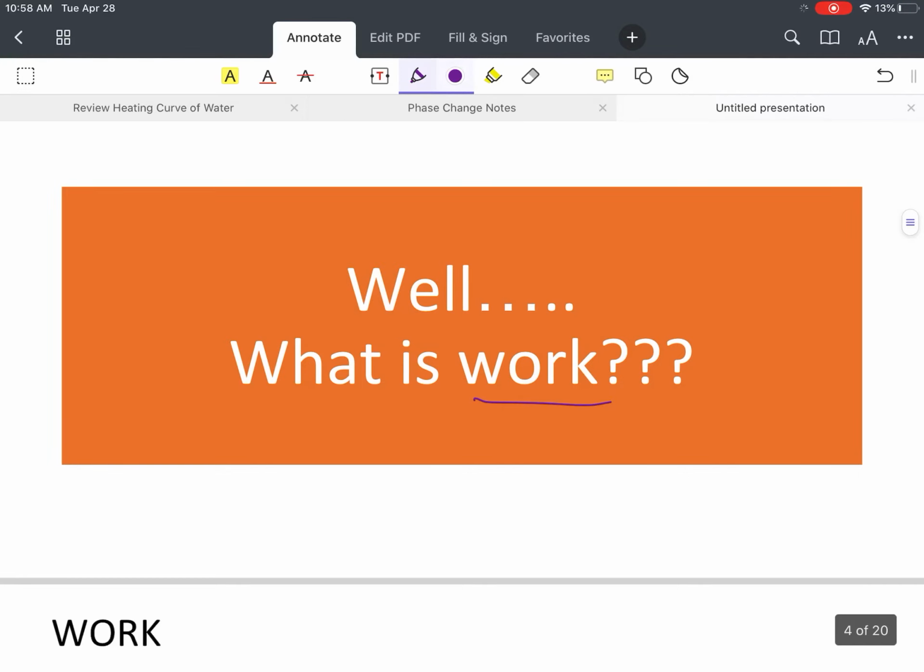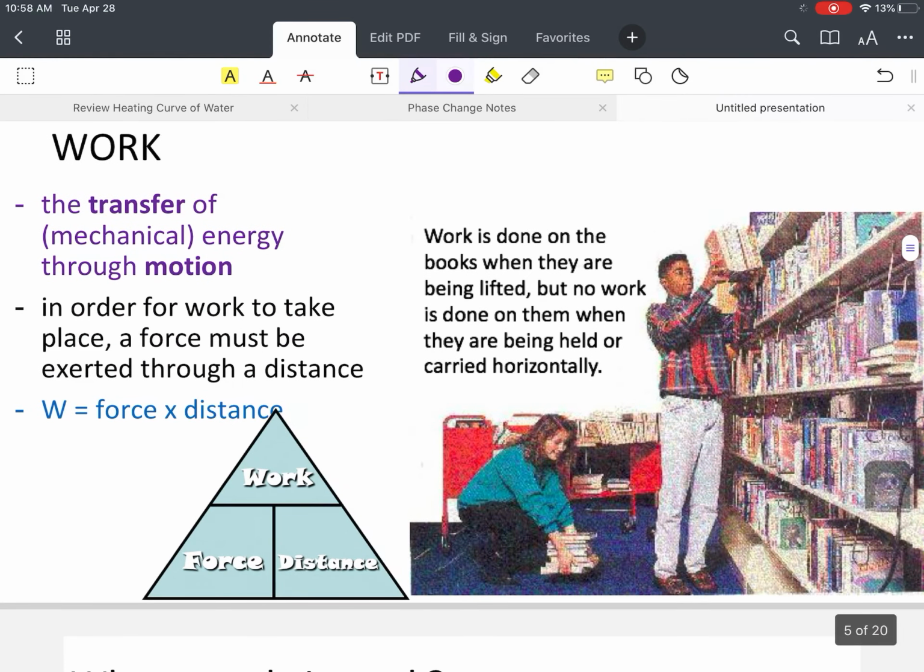So let's look at work more specifically. What does that word actually mean? Work is basically transferring energy through motion. Anytime we've exerted some kind of force and caused an object to move, then we've done work. For example, lifting these books to the top shelf, you're doing work because you're moving them with a force. You're pushing the books, lifting them, pulling them, applying a force, and actually causing them to move. It takes energy to do that work.